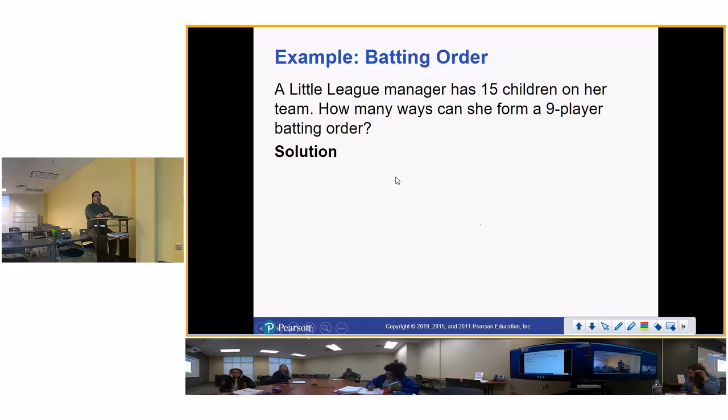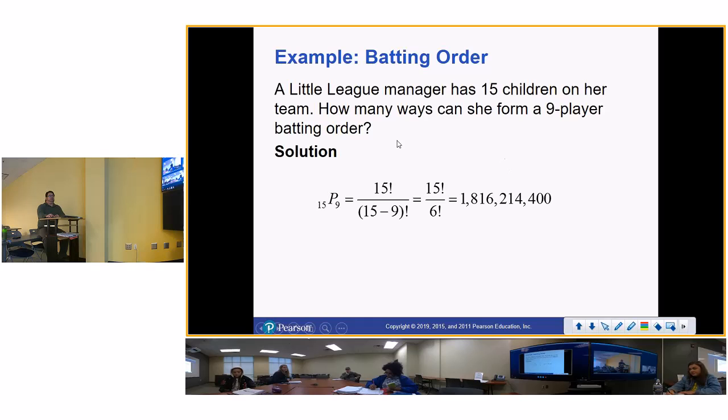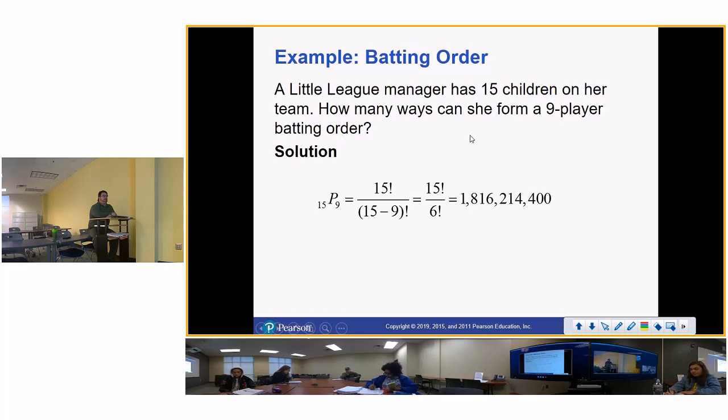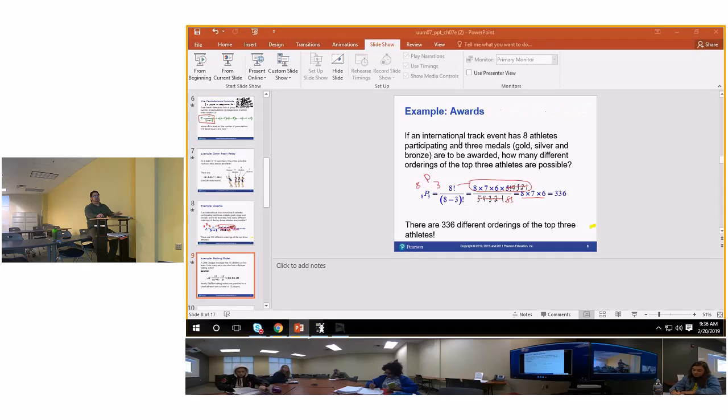All right. A Little League manager has 15 children on her team. How many ways can she form a 9-playing batter order? Is there any type of order here? No. There's no type of order. Even though the order is in the question, it's a permutation. Okay, my bad. It is a permutation. She can have the order in her head, but since she is putting them in order, it would be 15 permutation 9.